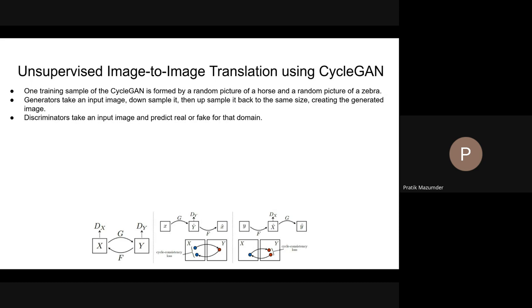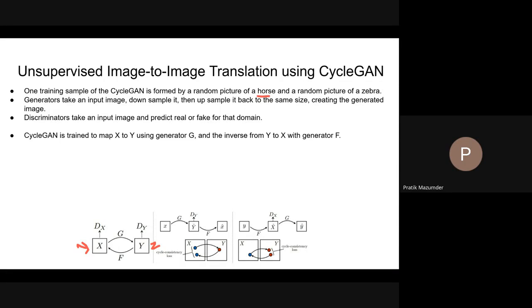So I think we had looked up to this point, right? One training sample of the CycleGAN will be formed by a random picture of a horse and a random picture of a zebra. So you don't have corresponding pairs. You'll take any picture of a horse and any picture of a zebra. The generators will take an input image. The generator which maps from horse to zebra will take the image of a horse, and the generator that maps from zebra to horse will take the zebra image as input. And then it will produce the corresponding image in the other domain.